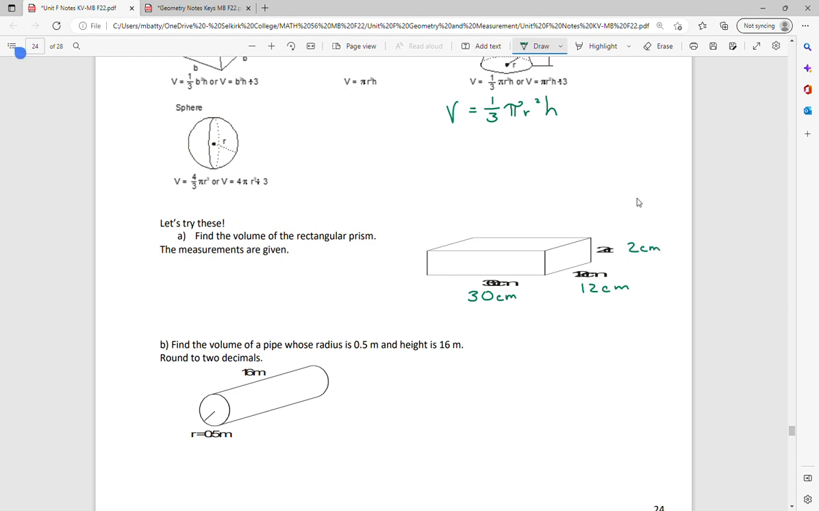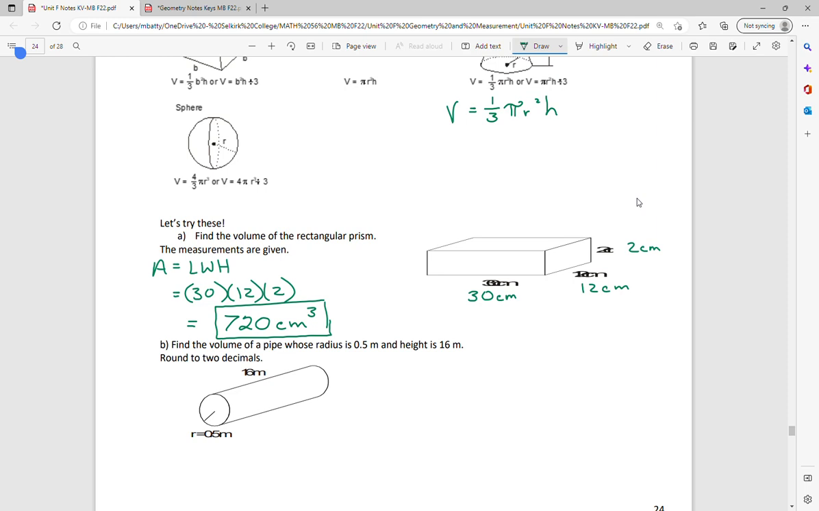So the volume of this rectangular prism, fancy word for a box, really, is length times width times height. It doesn't really matter which order you put these in. We've got 30 times 12 times 2. On your calculator, you could calculate this to be 720 centimeters cubed. We've got 3 different centimeter units going in, so the units come out as cubic measurements.